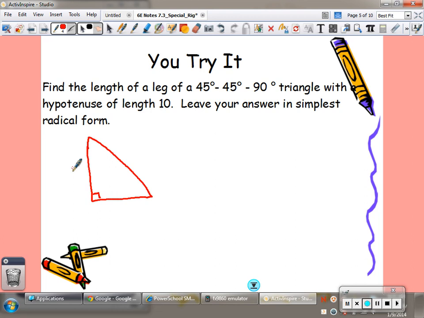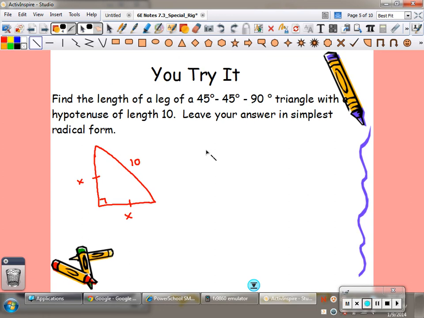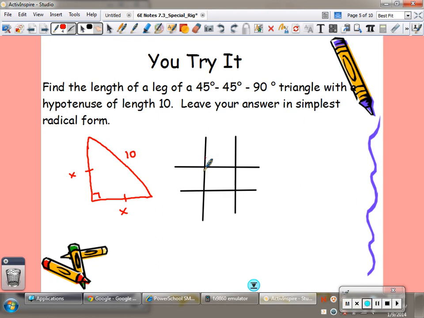All right. And I'll mark it as an isosceles right, so it's 45, 45, 90. The hypotenuse is 10. Here, we don't know the leg, so it's a little bit different. Let me set up my tic-tac-toe board. So we have the leg and the hypotenuse. That's 1, 1, square root of 2.